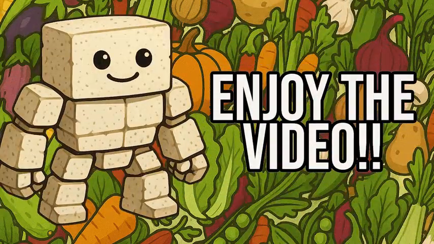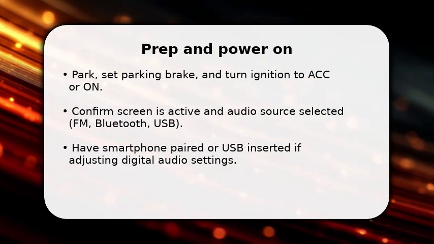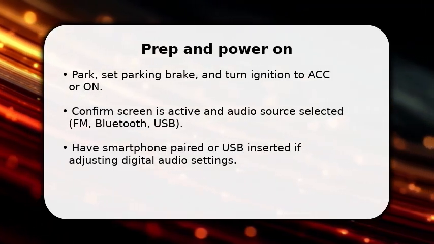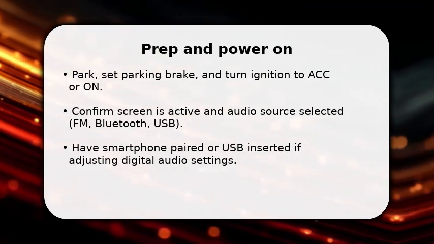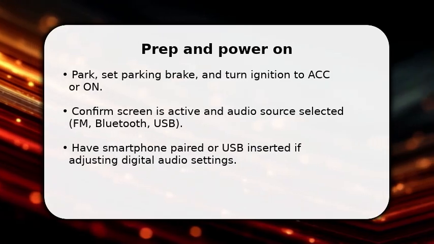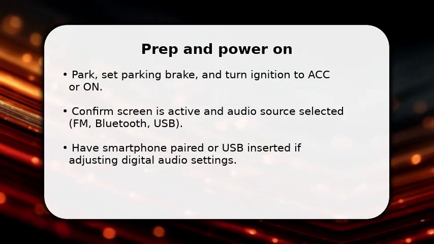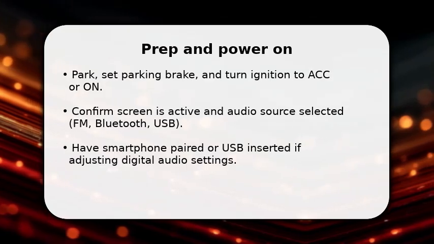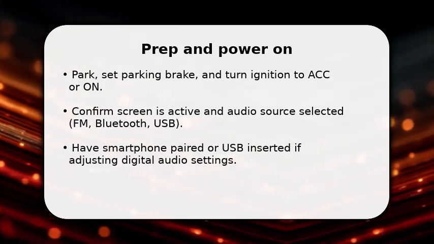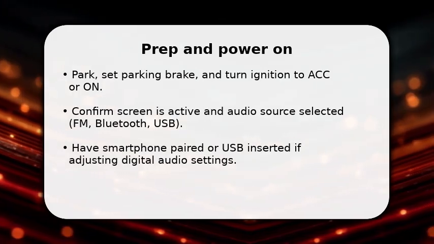Please enjoy the video. You start with safety. Park and set the brake, then turn the key to ACC or on so the infotainment powers up. Once the screen is active, make sure the audio source you'll adjust is selected, FM, Bluetooth, or USB, because settings can differ per source. If you plan to tweak phone audio, pair your smartphone now or plug in the USB cable. Doing these steps first saves time and ensures the system responds when you change levels, balance, and presets.